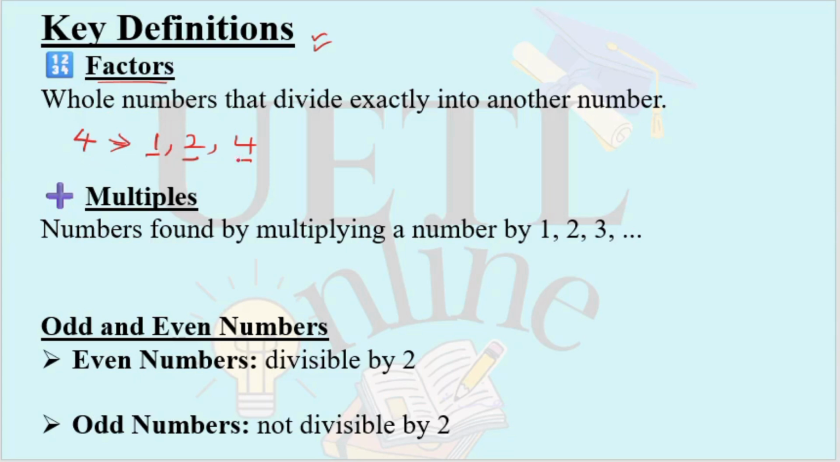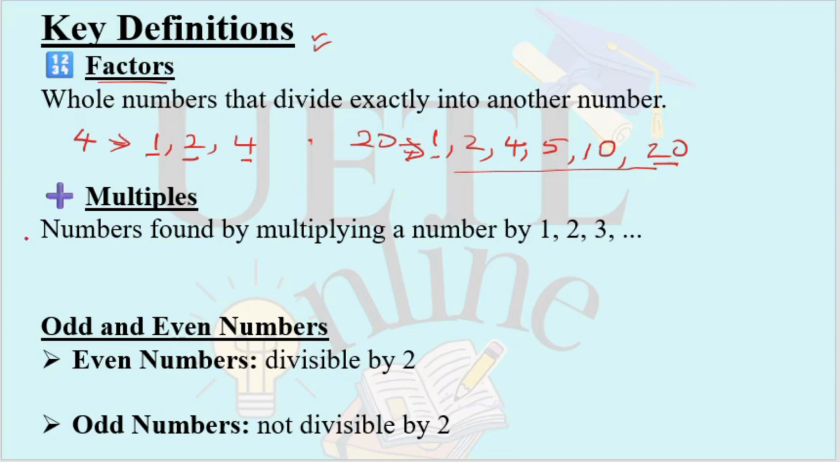Let's say you have another number, 20. You can see that 1, 2, 4, 5, 10, and 20 divide exactly into 20. So you can say these are factors of 20. You include 1 because 1 can divide into any number. Then 20, we include that number because it divides into itself once. So these are factors.